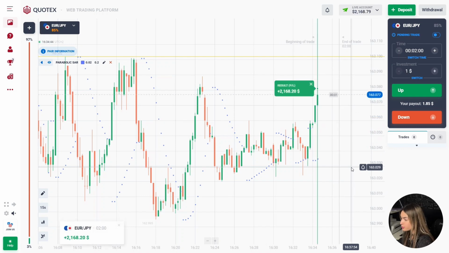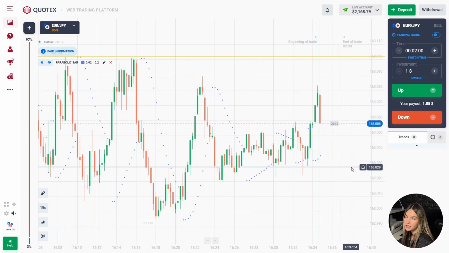Okay guys, great. As you can see, the price continued to move up, and here we get a confident profit. 2 minutes was just enough in such a situation, guys. Also, the indicator gave us an excellent entry point, and it helped us to earn. So guys, let's continue.